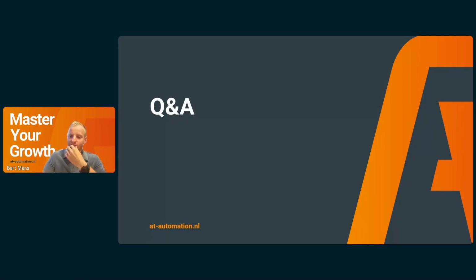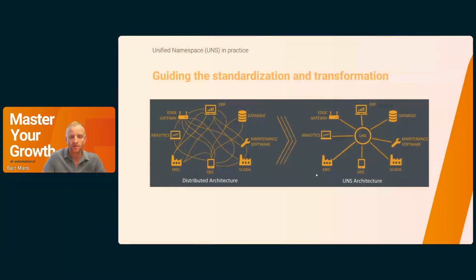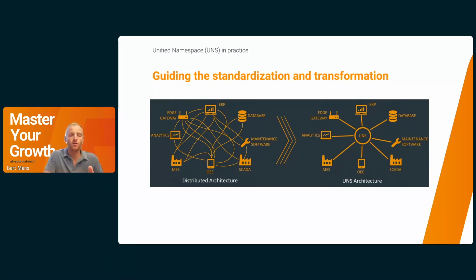What exactly is a unified namespace and how is it different from the traditional data model? For that, it's for me quite simple. I just go back one slide. The UNS really is that centralized single source of truth. It's really important. The traditional data model is more communication from one system into the next.